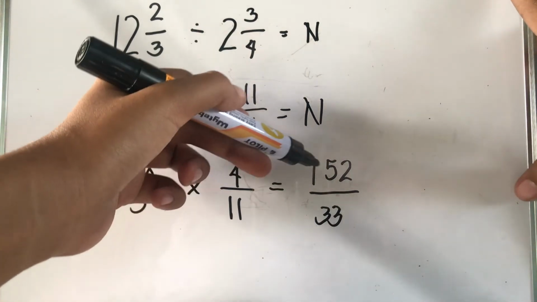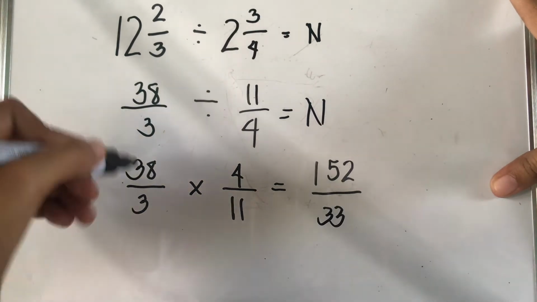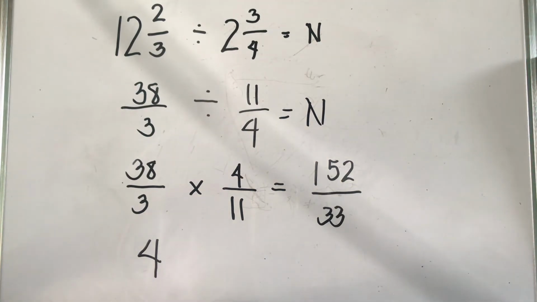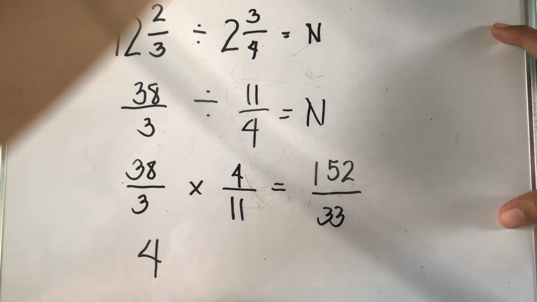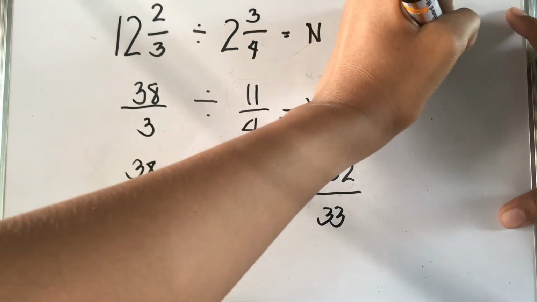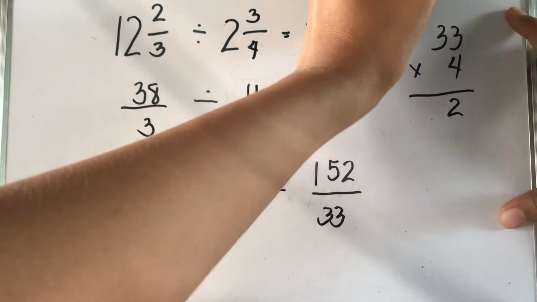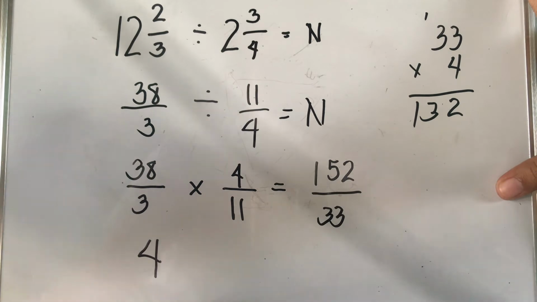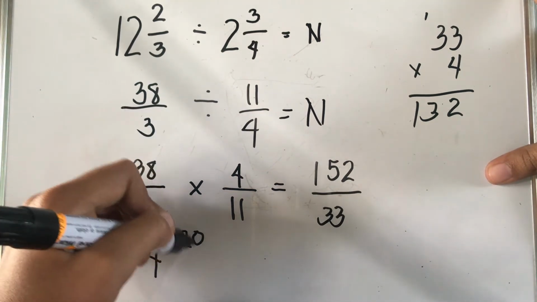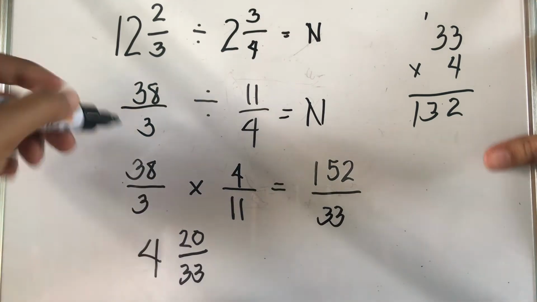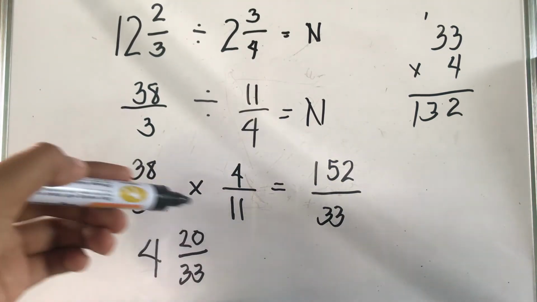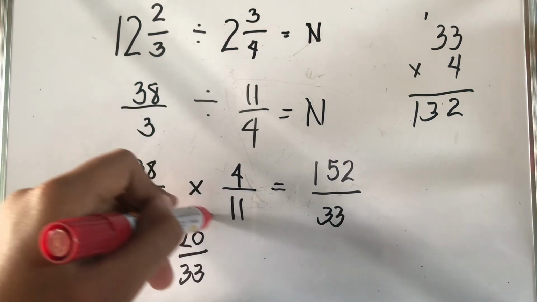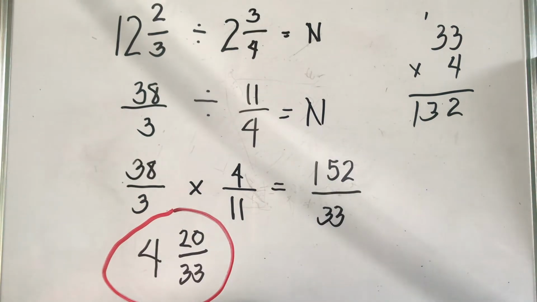152 divided by 33 equals 4. And then 4 times 33. It's quite a large number, so we will multiply this one. 4 times 33 is 132. So 152 minus 132 equals 20 over 33. Both these numbers cannot be divided by any number anymore, so they are already in their lowest term. The final answer here is 4 and 20 over 33.